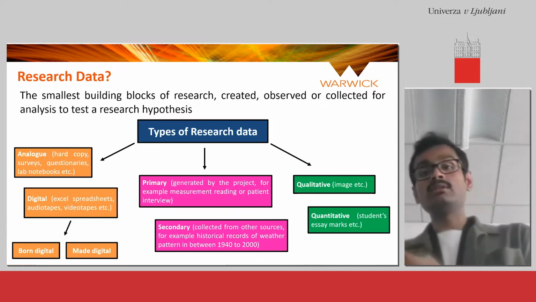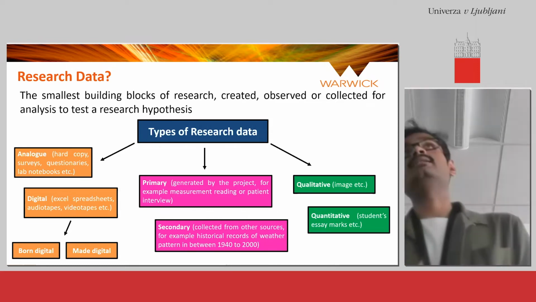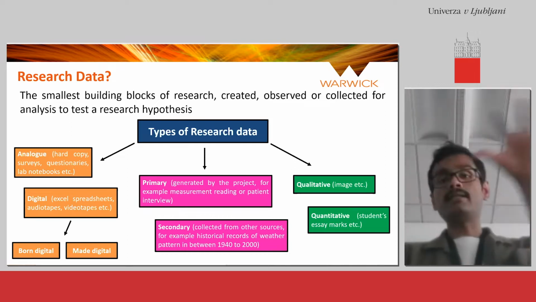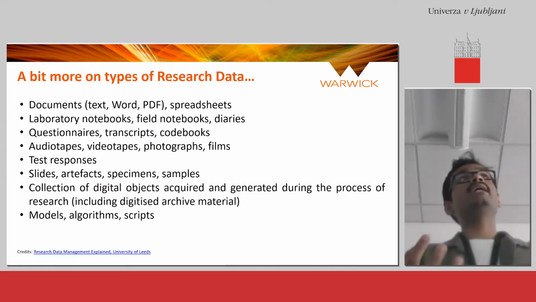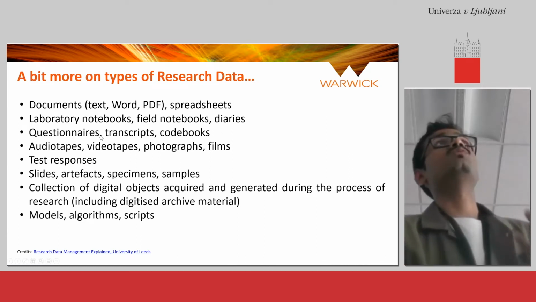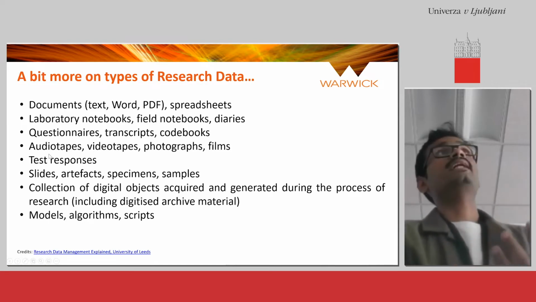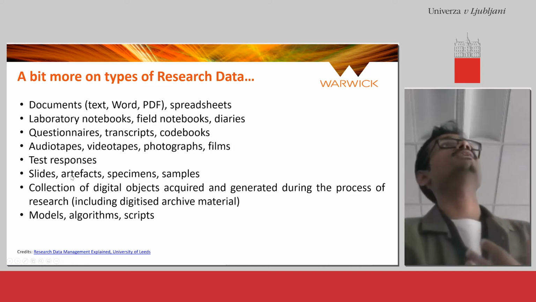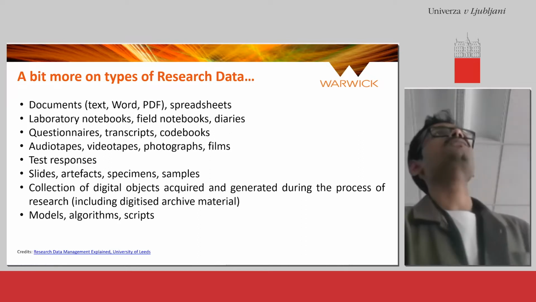So if he uses those marks as information to prove his objective, he can categorize that as a quantitative data set. So again, you can see the diversity of research data. Just a bit more example, the definition of data is not just a number, it is quite a lot. It could be a document, text, word, PDF, lab notebook, questionnaires, audio, video tapes, test responses, slides, artifacts. If you use that information to prove a hypothesis, a collection, even Facebook comments, if you use that information. So the list can go on.